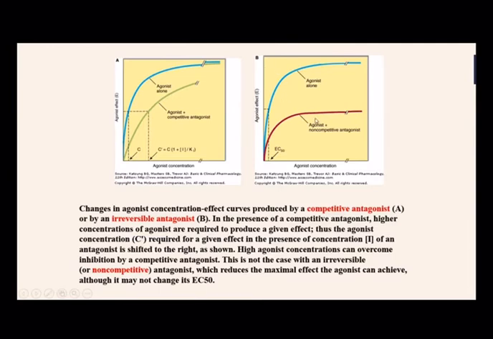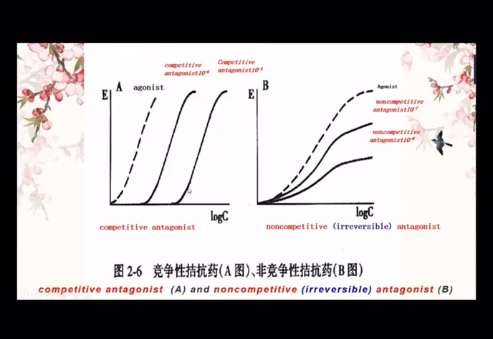Look at this graph. B is a non-competitive antagonist. It makes the agonist dose response curve shift to the right. The maximal response is depressed. Look at this graph. A is a competitive antagonist. It made the agonist concentration effect curve shift to the right with no change in maximal response. B is a non-competitive antagonist. It made the agonist concentration effect curve shift to the right with a depression in the maximal response.